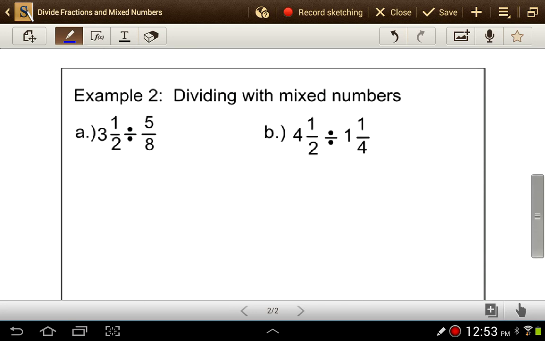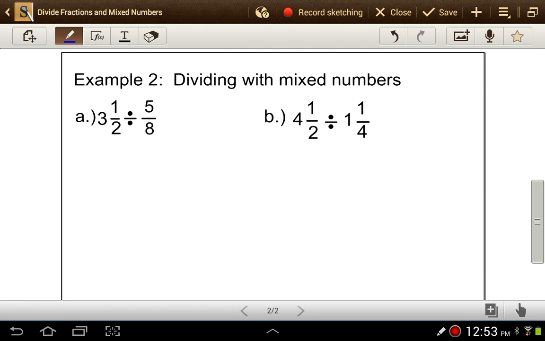In example 2, we have dividing with mixed numbers. When we are dividing with mixed numbers, as with multiplication, we need to turn them into improper fractions. So you need to remember that when we multiply and divide, if it is a mixed number, we have to turn them into improper fractions first before we do any of the multiplying by the reciprocal. Got to set up the problem.